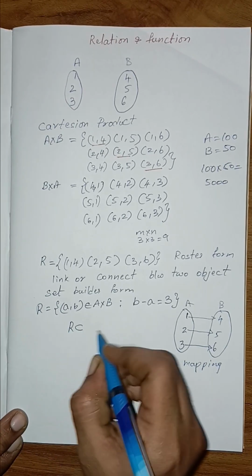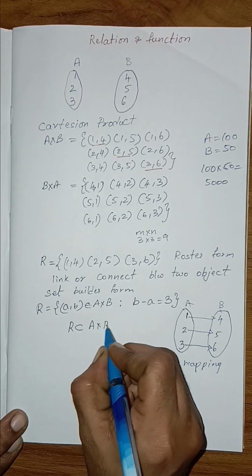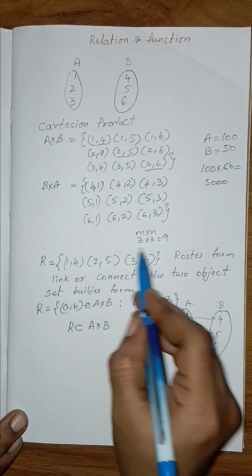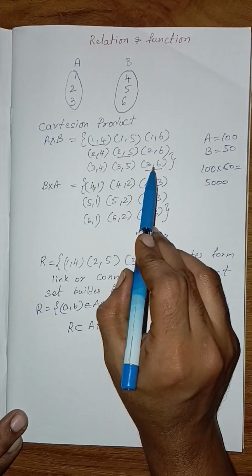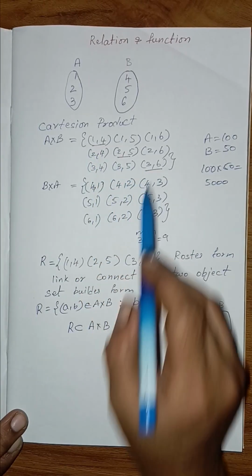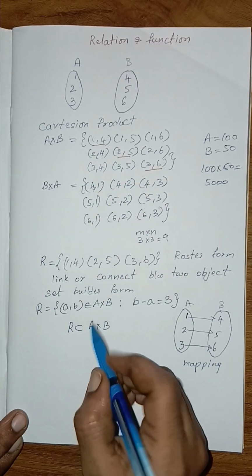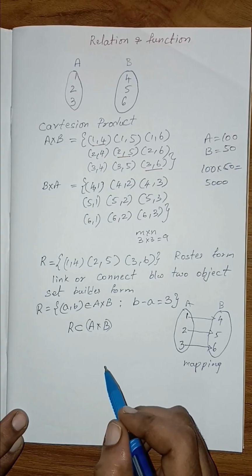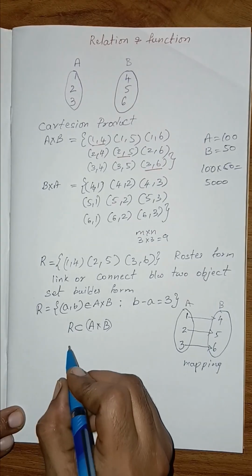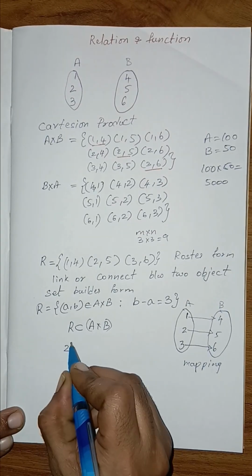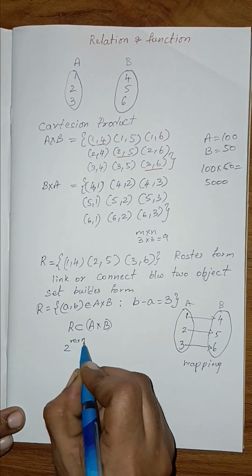The relation is always a subset of A cross B. So this is nothing but a subset of A cross B, because A cross B has totally 9 elements, and in that only the 4 elements we have taken. So it is a subset of A cross B. Then we have to find out how many subsets you get like this. For that we have a formula, that is 2 to the power of m into n.